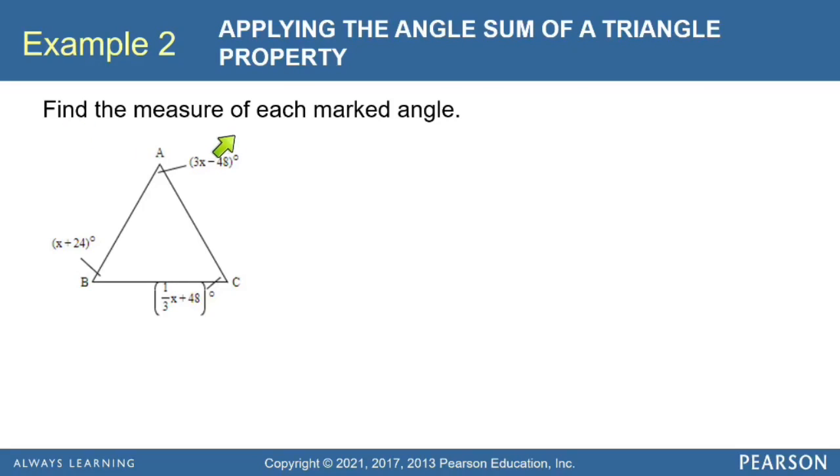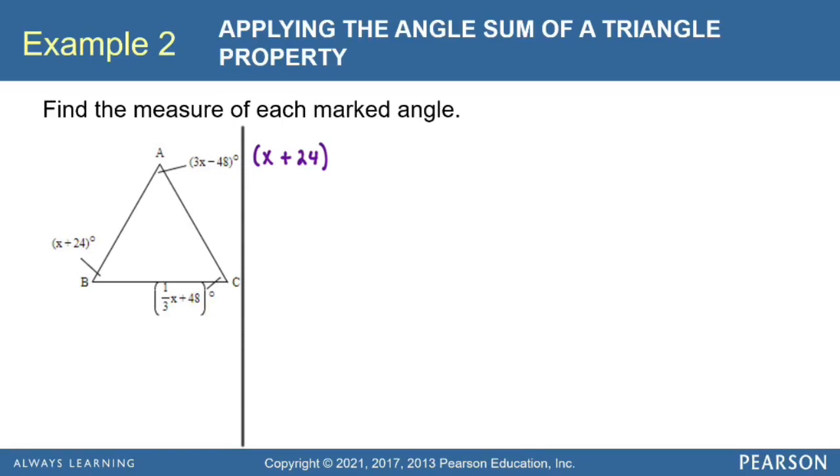It says find the measure of each marked angle. And so we have three angles here, and we have an expression for each angle. And the one thing we know is that the sum of these three angles is 180 degrees. So what we need to do is write an equation where we add these three expressions together and then say that the sum of these three expressions is 180 degrees. And it doesn't matter which one we start with, so I'm just going to start with this one.